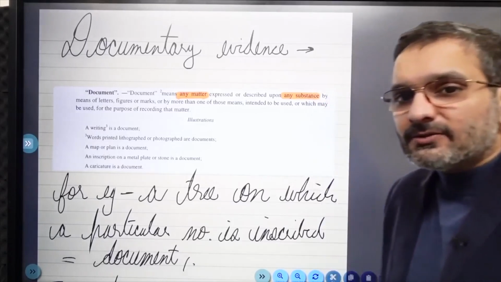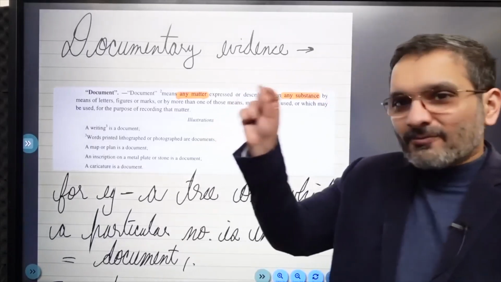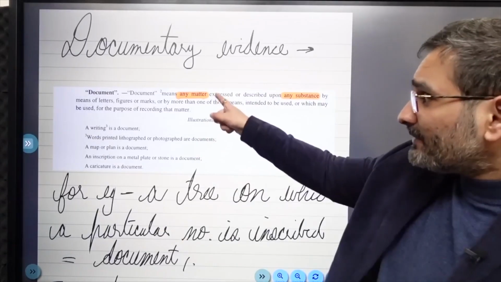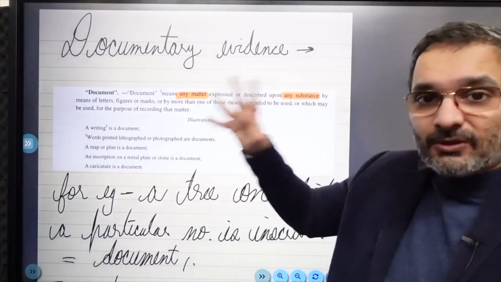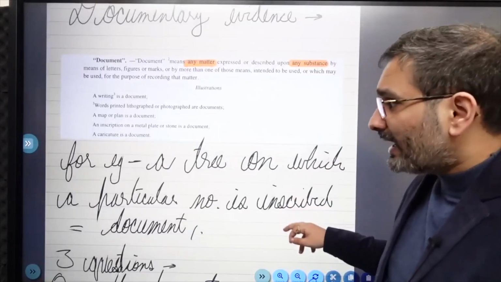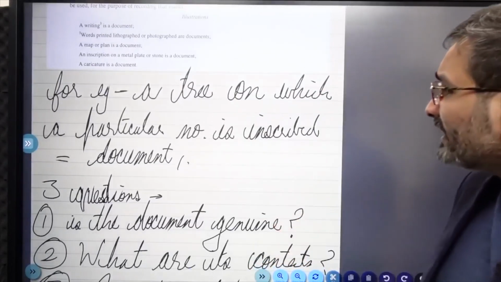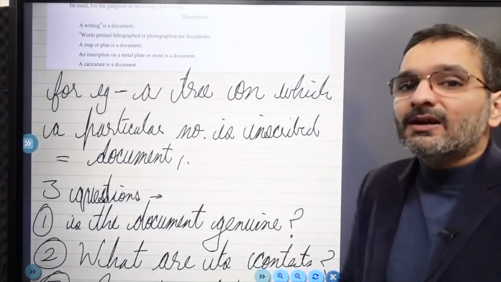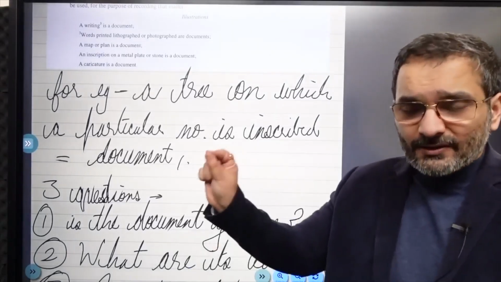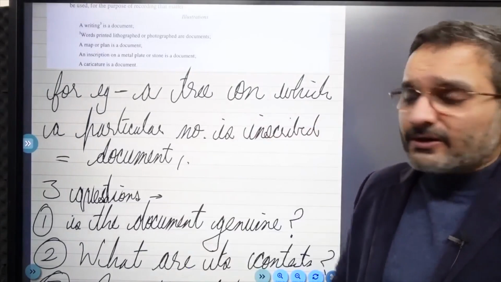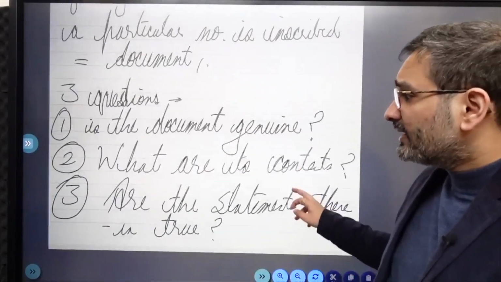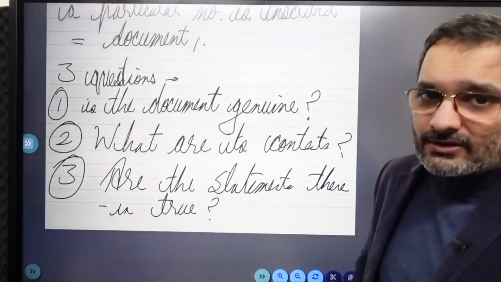पत्थर के ऊपर लिखी हुई चीज, वो जो लोग पत्थरों पे, पेड़ों पे भी लिख जाते हैं, right? तो अगर आप ये definition देखें, this is the widest possible definition that you can think of. An inscription on metal plate stone is a document. A caricature is a document. For example, a tree on which a particular number is inscribed. आजकल वैसे भी लिख जाते हैं ना, numbers डाले हुए हैं दिल्ली में, so that you don't end up cutting the tree. That is a document. So 3 questions come out from this document.